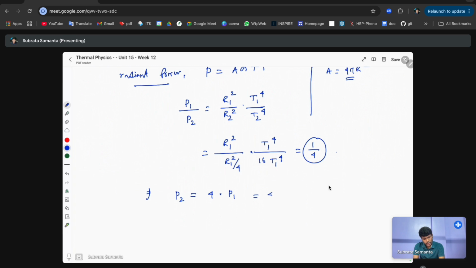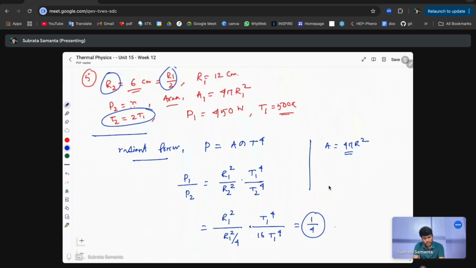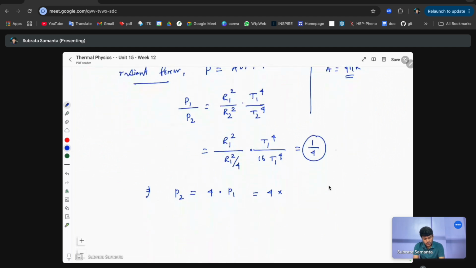So therefore 4 times your P1, which is given as 450 watt. So basically 4 times 450 is 1800. Okay, so 1800 watt. So this is your radiant power.